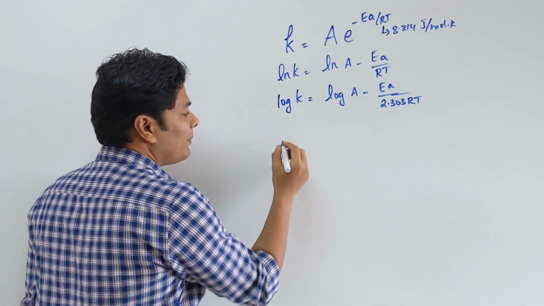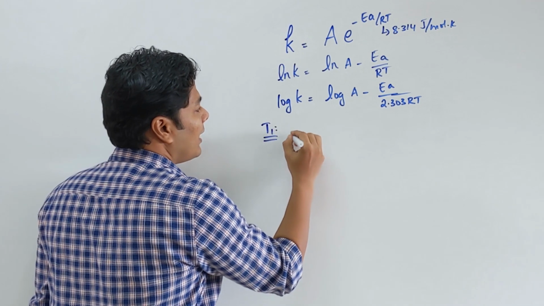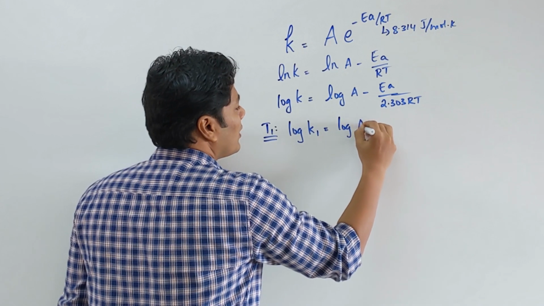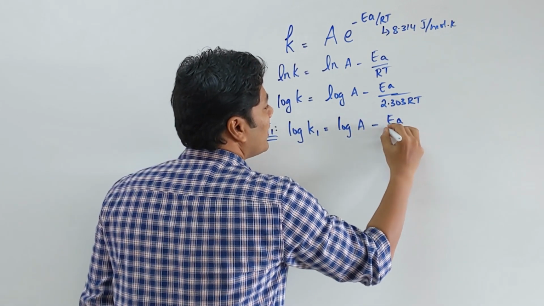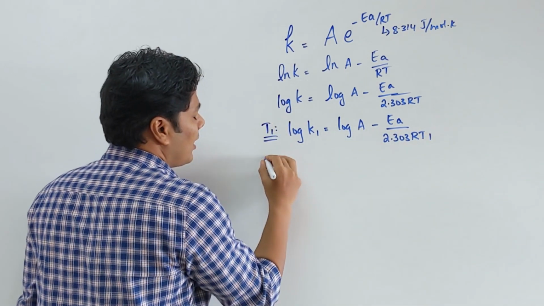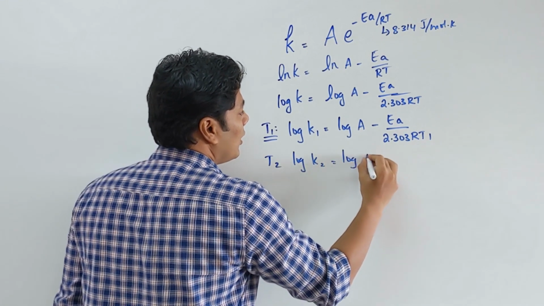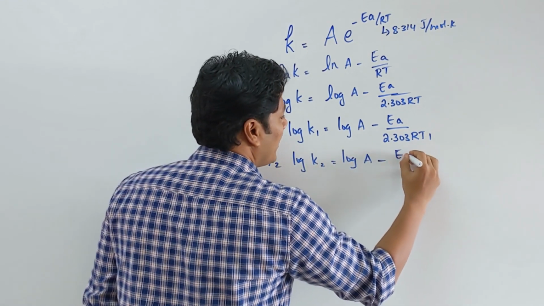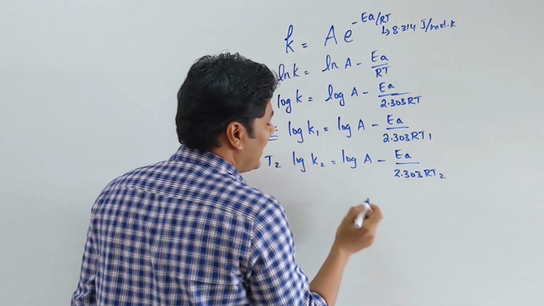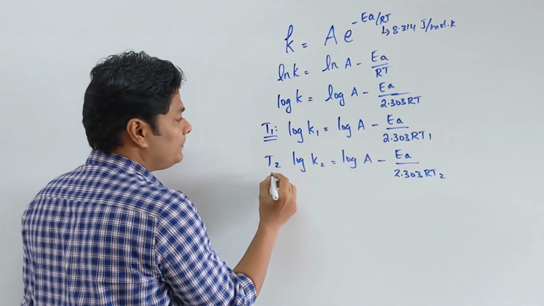We can do this at two different temperatures. Let's say at temperature 1, I can have log K1 equals log A minus EA by 2.303 RT1. At temperature 2, log K2 equals log A, which doesn't change, minus EA by 2.303 RT2. By increasing the temperature, you are not going to change the activation energy. You are just going to make the rate go higher.